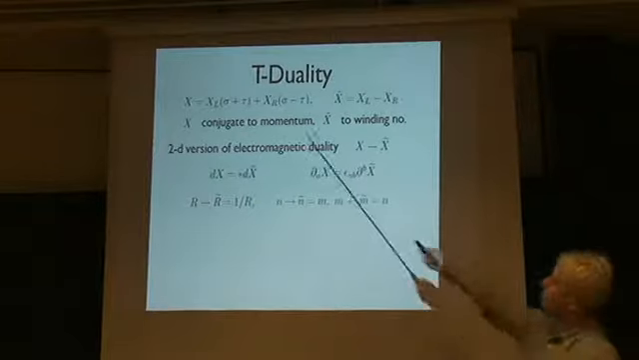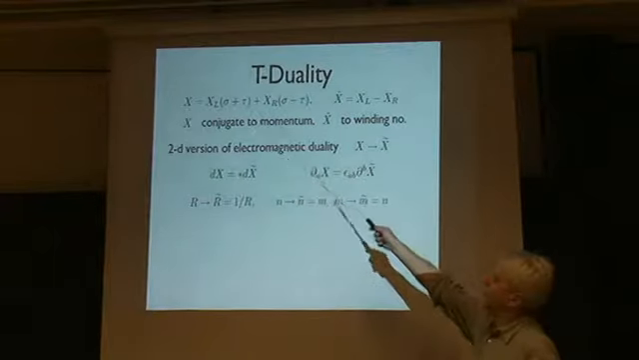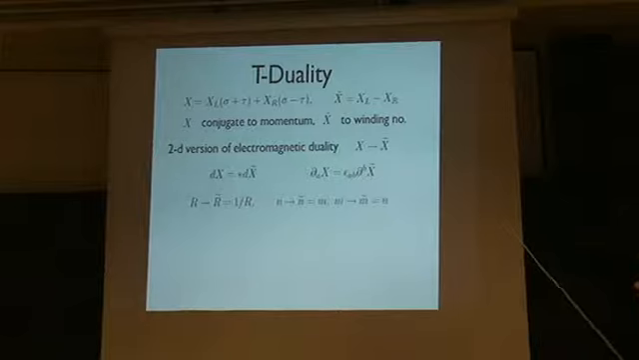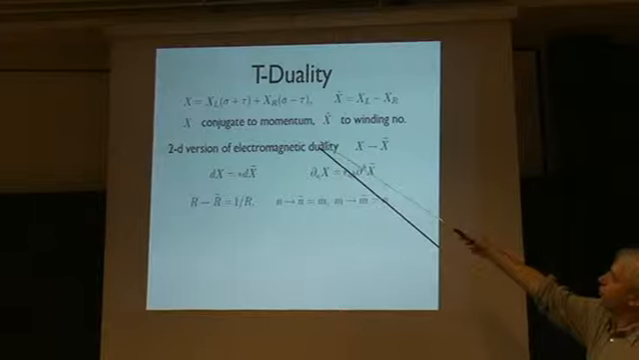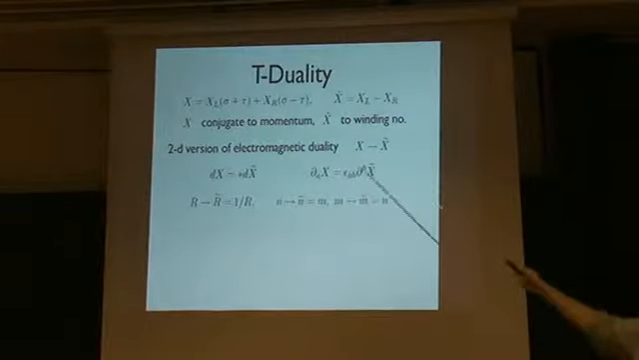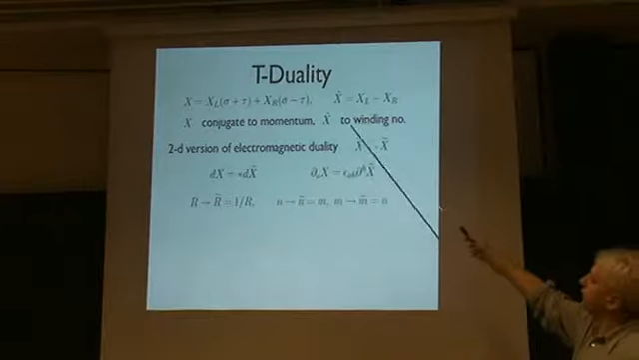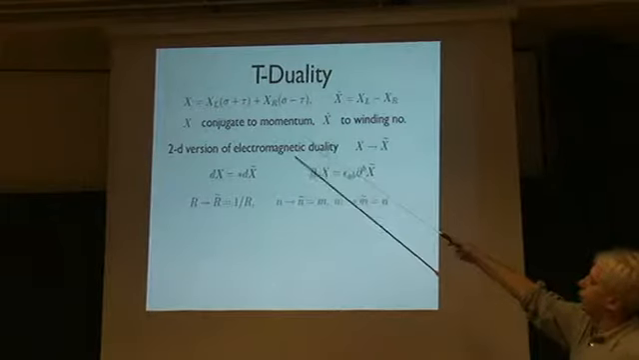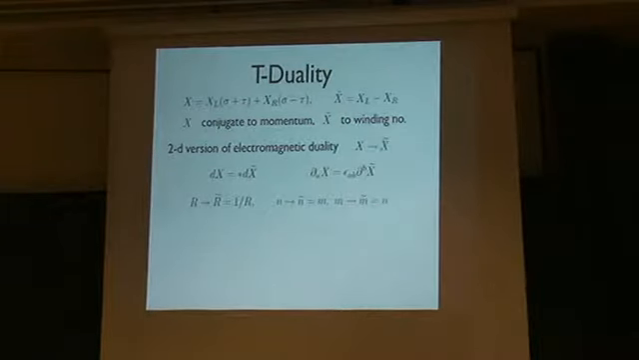We define X as the sum of the left moving and right moving pieces. We could define the difference as X tilde, and whereas the zero mode of X is conjugate to momentum, the zero mode of X tilde is conjugate to winding number. And the duality can be thought of as a transformation from X to X tilde, where X is the coordinate of the circle of radius R and X tilde is the circle of radius 1 over R.